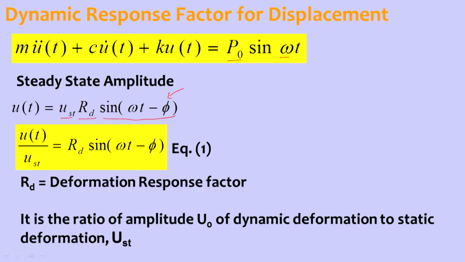Now, dynamic displacement divided by static displacement is equal to Rd multiplied by sine(omega t minus phi). But if we take only the amplitude, it becomes this much portion. This Rd is called the deformation response factor or dynamic response factor for displacement. It is the ratio of U0, the amplitude of dynamic deformation, to the static deformation. We know that static deformation can be found by the amplitude of the load divided by stiffness.